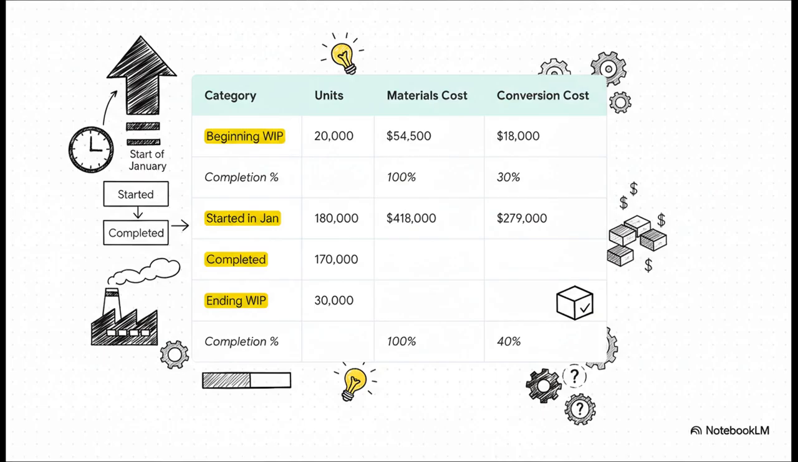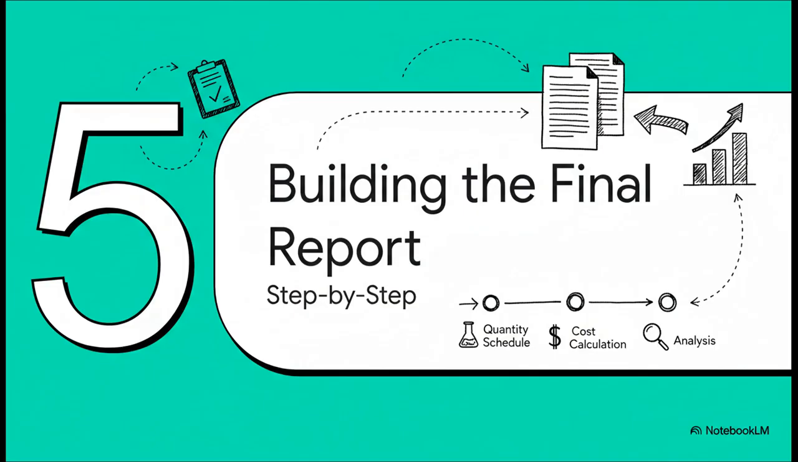Then, during the month, they started another 180,000 units and added more costs. At the end of it all, 170,000 units were totally finished, leaving 30,000 still in progress. And those were now 40% complete on conversion. All right, we've got our data. We are ready to go. Let's build this report one section at a time. And we're going to start with the easiest part, the quantity schedule.